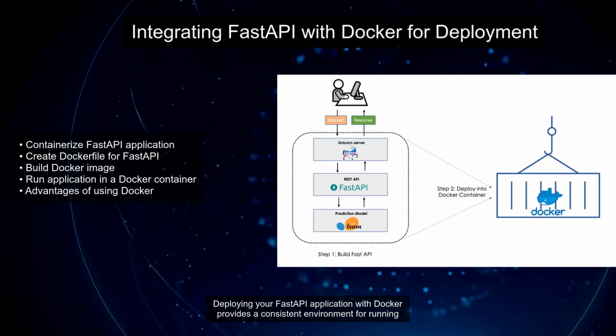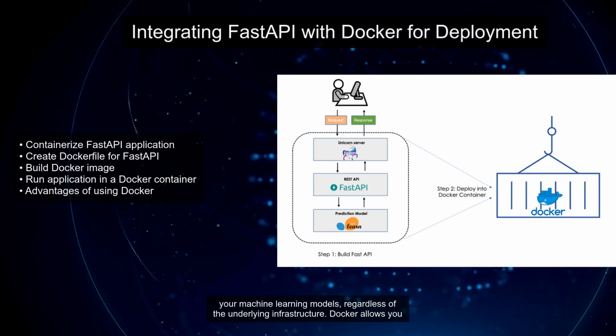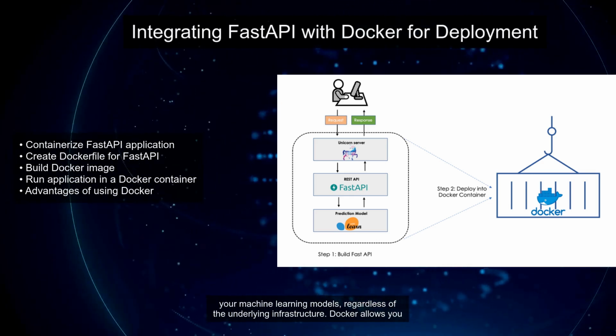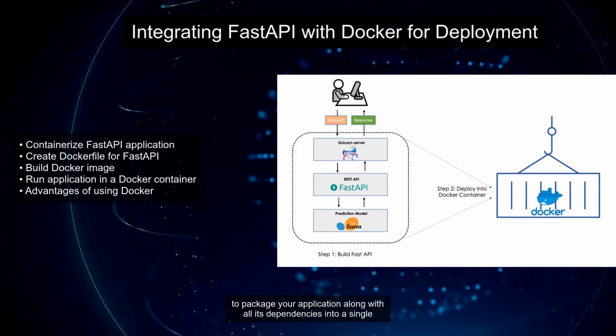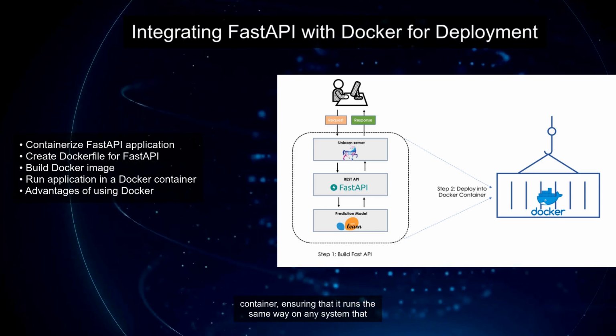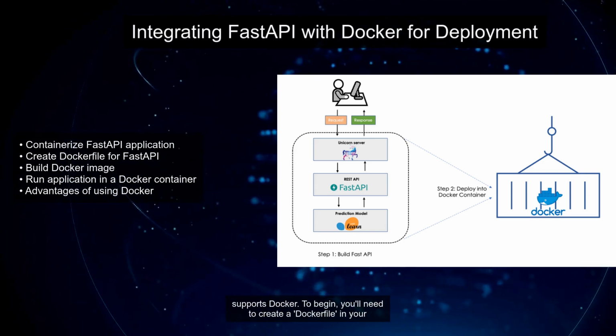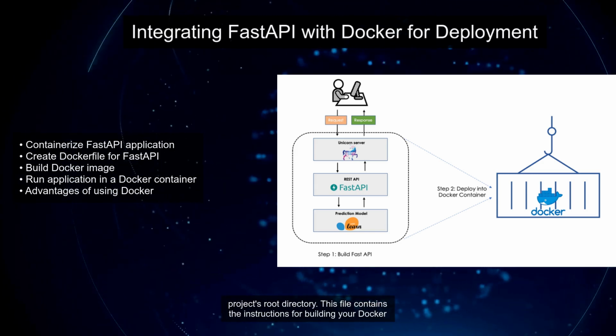Deploying your FastAPI application with Docker provides a consistent environment for running your machine learning models, regardless of the underlying infrastructure. Docker allows you to package your application along with all its dependencies into a single container, ensuring that it runs the same way on any system that supports Docker. To begin, you'll need to create a Dockerfile in your project's root directory. This file contains the instructions for building your Docker image.